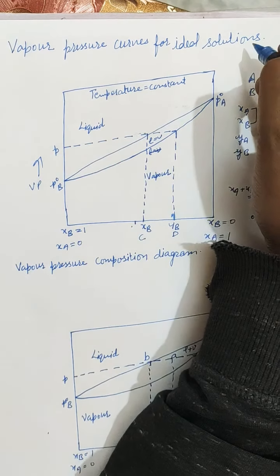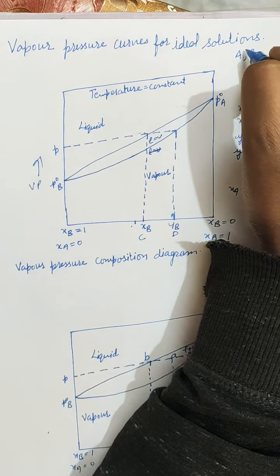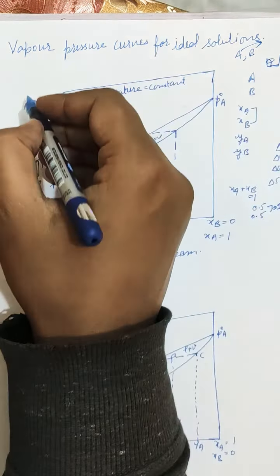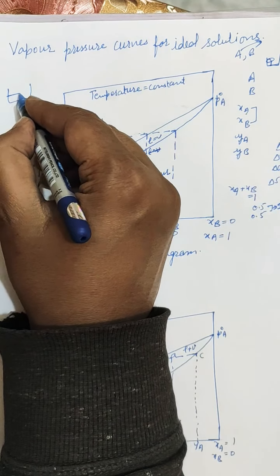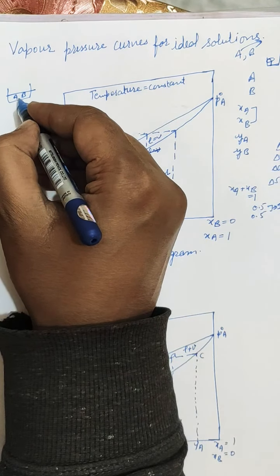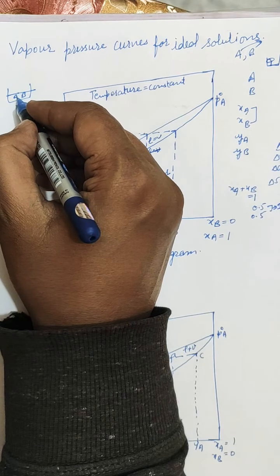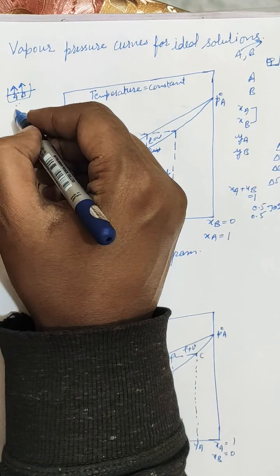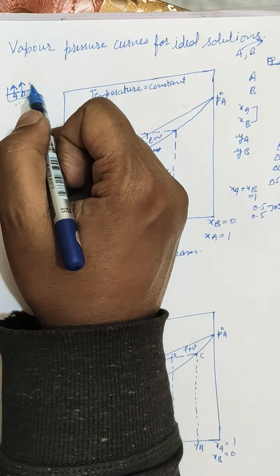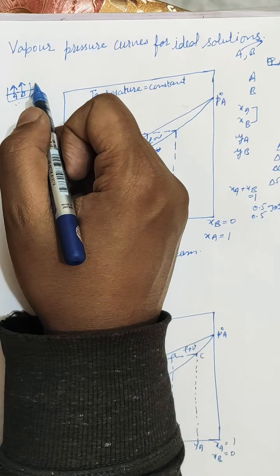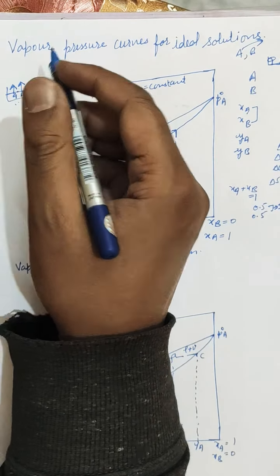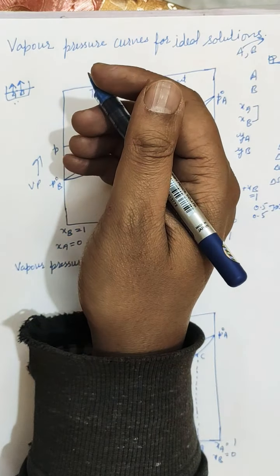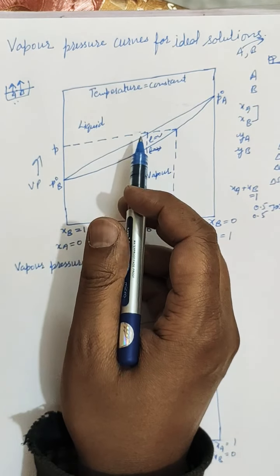Automatically, if there are two components, suppose A and B, and A is more volatile, it will go to the vapor phase faster. Whichever component is more volatile will go to the vapor phase more quickly, so automatically the vapor phase will be richer in the component which has more volatility. So the diagram shows the composition of liquid and vapor that are in equilibrium with each other at a particular vapor pressure.